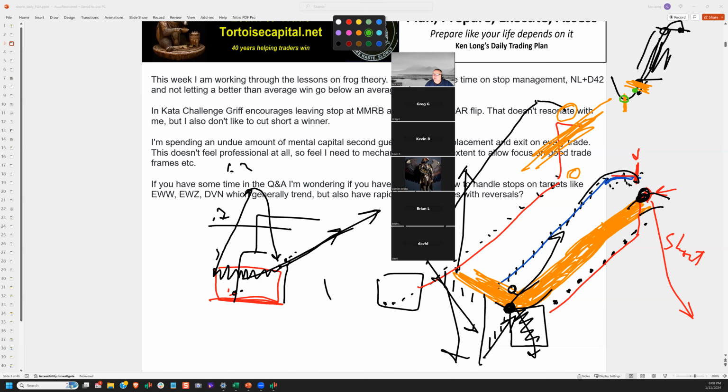So I'm getting the entry sooner, but the slope has already changed. Instead of waiting for here, I'm getting it just a little bit sooner. It's a micro improvement. It's an advanced technique. I do not recommend that you do that until you have 1,000 trades.